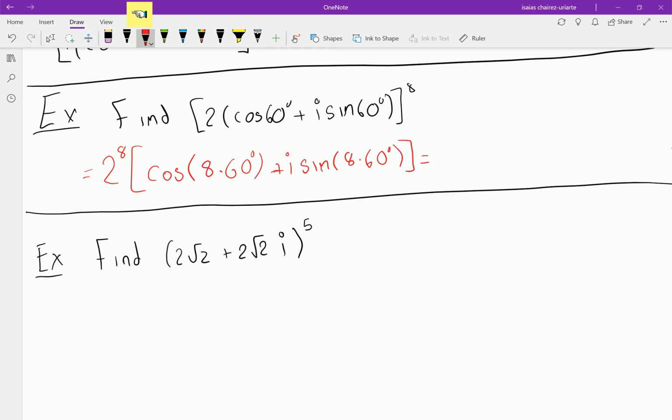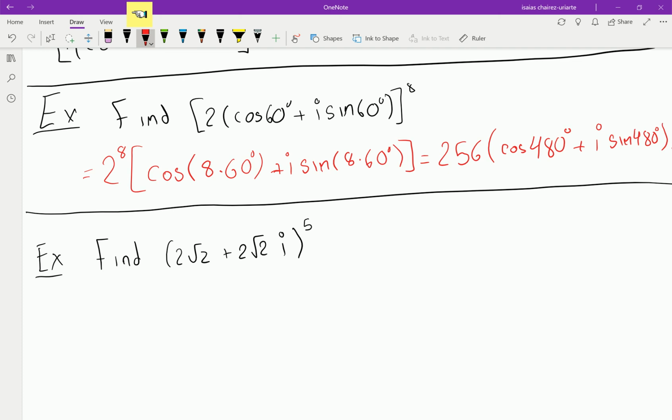What's 2 to the 8th? 2 to the 6th is 64, 128 is 2 to the 7th, times 2 is 256. So 256, and then this becomes cosine of 480 degrees plus I sine of 480 degrees. And technically that's it.